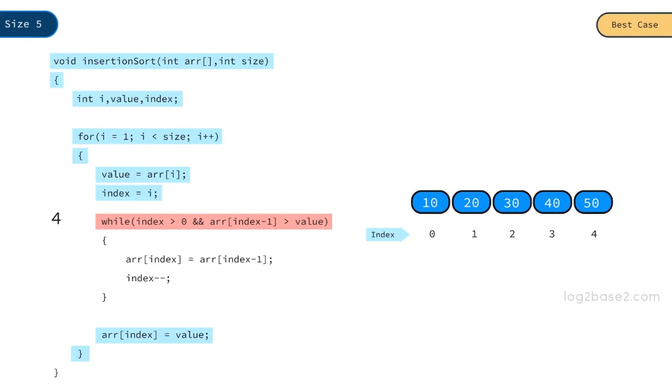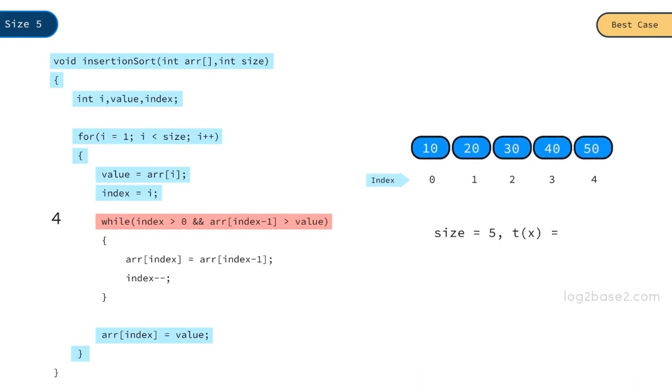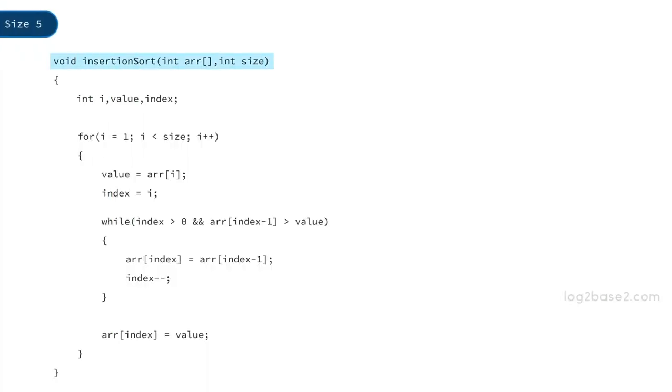So we can see that for 5 elements which were already in sorted order, we needed 4, which is 5 minus 1, comparisons only. In general, for n sorted elements, we require only n minus 1 comparisons. So the best case time complexity of the insertion sort algorithm is order of n. So that was the best case, and now let us talk about the worst case.